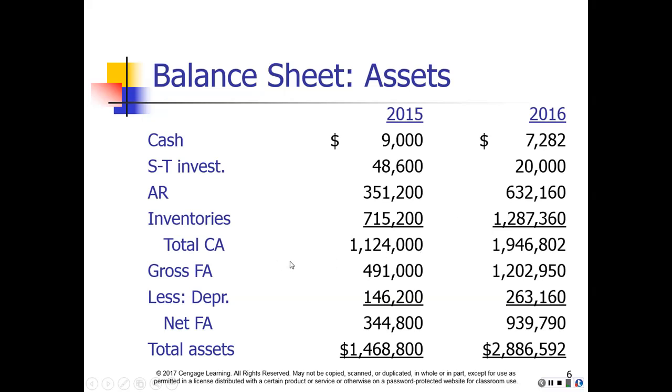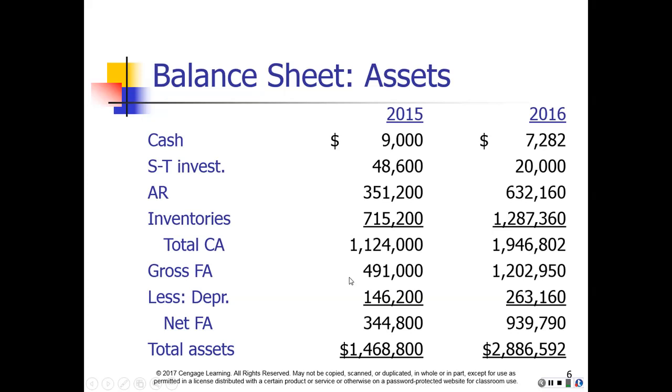So the total current assets, these are called current assets because these are supposed to be liquidated by the end of the next year, right? Total current assets. So if there's some loans, those will appear as notes. Anyways, all of these are going to be liquidated within a year. So total current assets is 1,124,000.